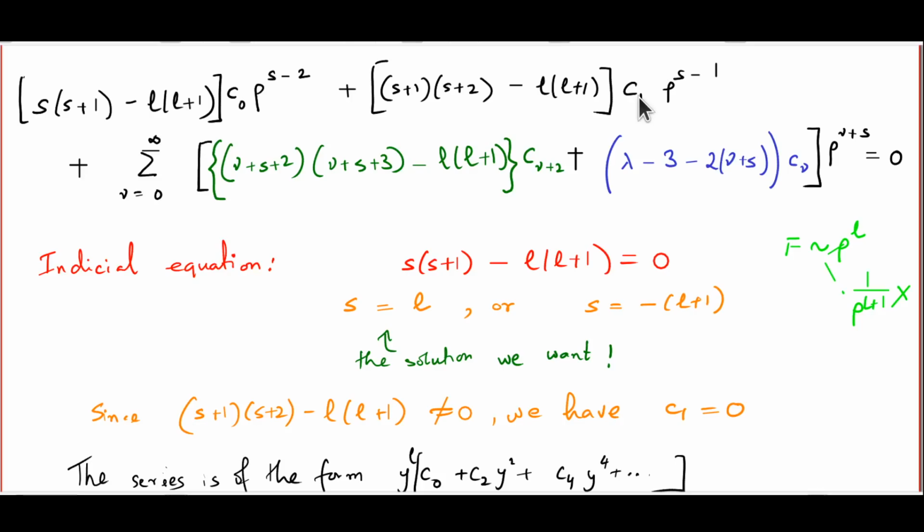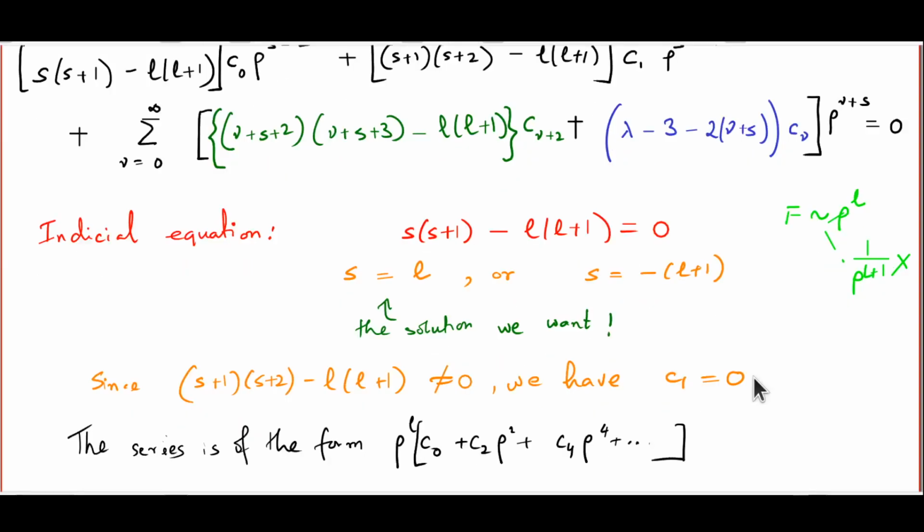And now our recursion relation, which will come from here, will give you c2, c4, c6, c8 in terms of c0. c3, c5, c7 will all be 0 because they are related directly to c1, and c1 is 0. So the final series will take the form rho to the l times c0 plus c2 rho square plus c4 rho to the 4 and so on.